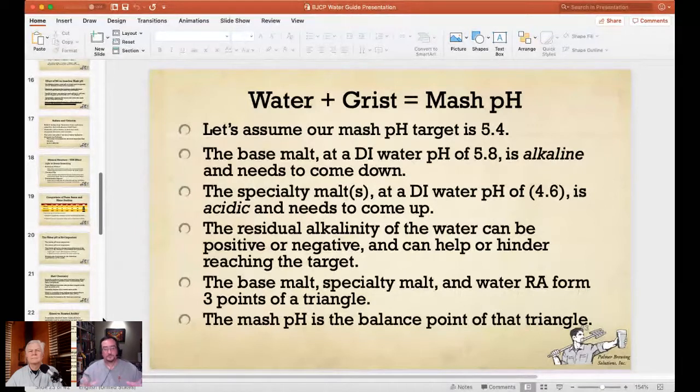And in fact, if you think about these three quantities as the points of a triangle and the lengths of the sides of that triangle, the balance point of that triangle would be the mash pH. So that's a good way to think about how these three factors interact. You have your alkaline base malt quantity, you have your specialty malt acid quantity, and then you have your residual alkalinity. And the way those three come together into a triangle, the balance point of that triangle, that's your mash pH.